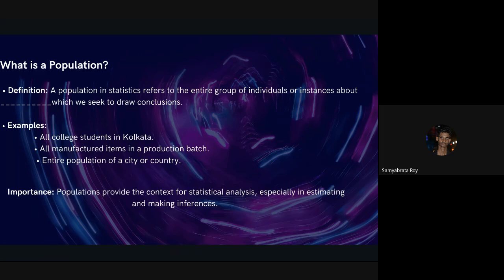Anyone, guys? What is population? So basically, a statistical population refers to the entire group of individuals or instances which are taken into consideration while we are doing any analysis or any type of statistical experiment. There could be examples like all college students in Kolkata, or all manufactured items in a factory, or any production batch, and another example like the entire population of a city.